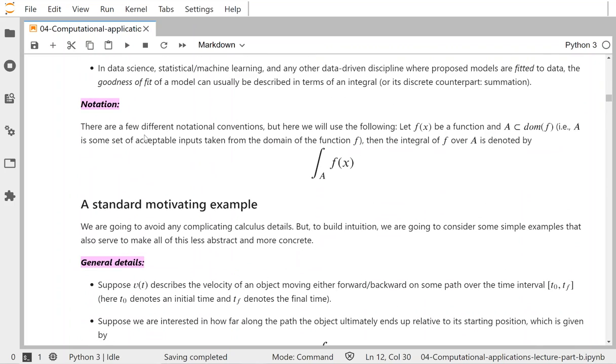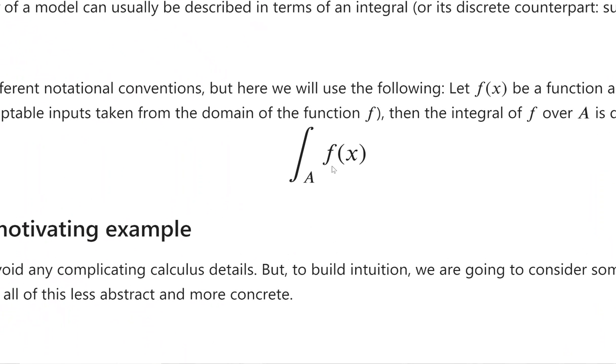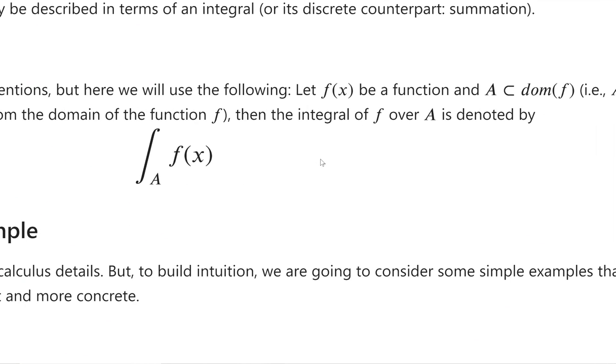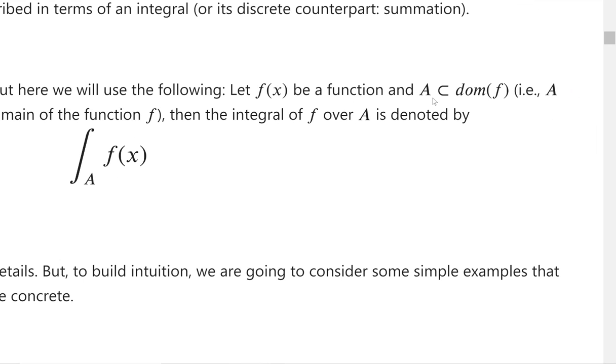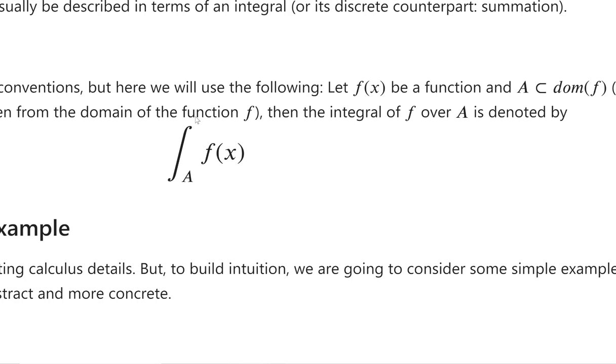So first, some notation. There are a few different notational conventions you will come across for integrals. If you start looking on Google or Wikipedia, you'll find a good number of different conventions of notations of how to express integrals. We're going to use a simple one. So suppose that we have a function f of x, and we have some subset of its domain that we call A. And that's the subset that we want to integrate the function over. Well, then we would simply write the integral. This is how you should read this notation: the integral of the function f of x over the set A.